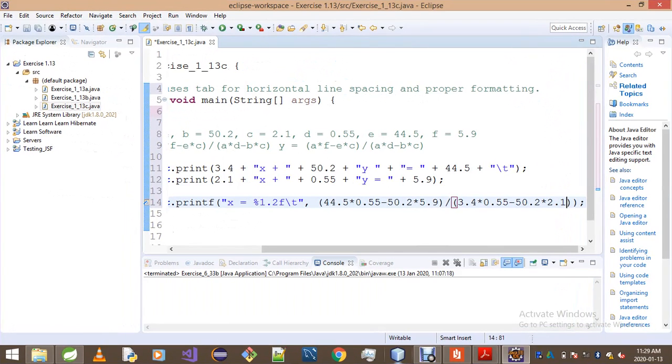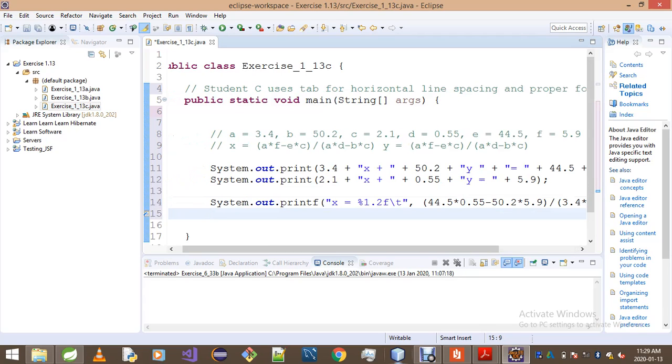Let's see, we've got 44.5 multiplied by 0.55, we minus that with 50.2, and then you multiply that by 5.9. Okay, you divide by 4.3, multiply that by 0.55, you minus 50.5, you multiply that by 2.1. Okay, that's pretty much it for x. Now lastly, we gotta have y, and we're also gonna be using printf.